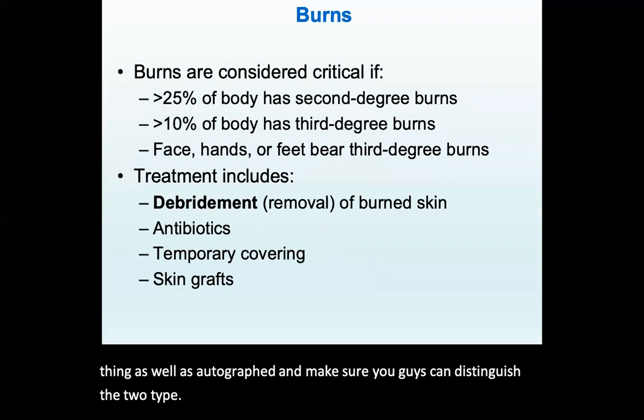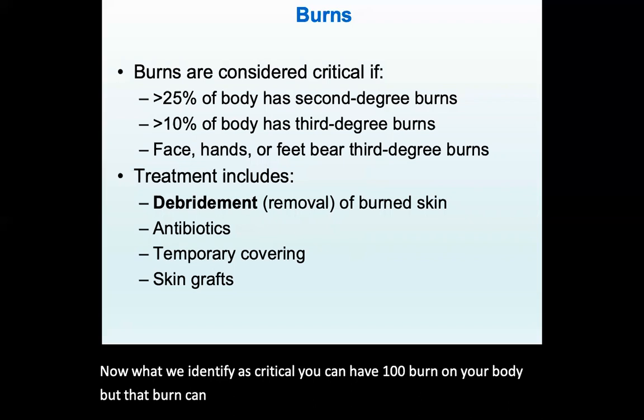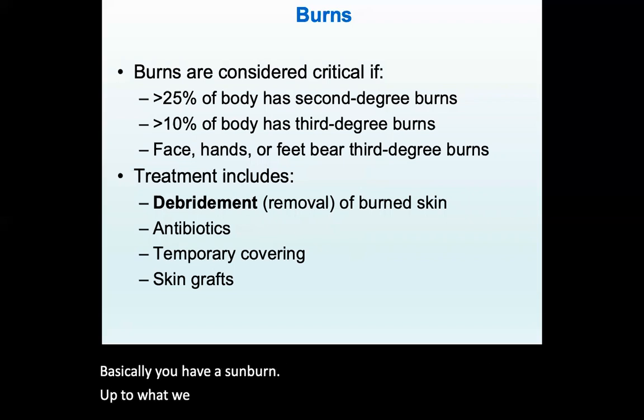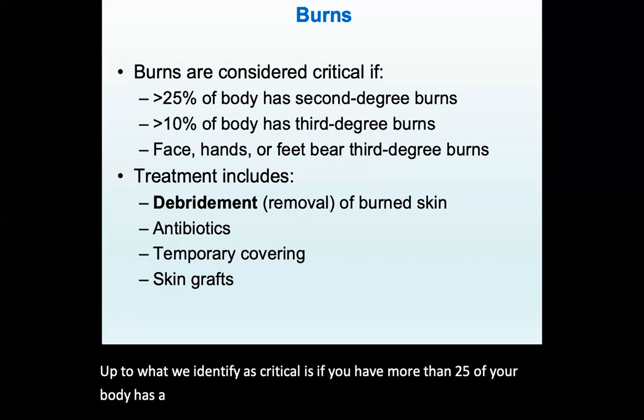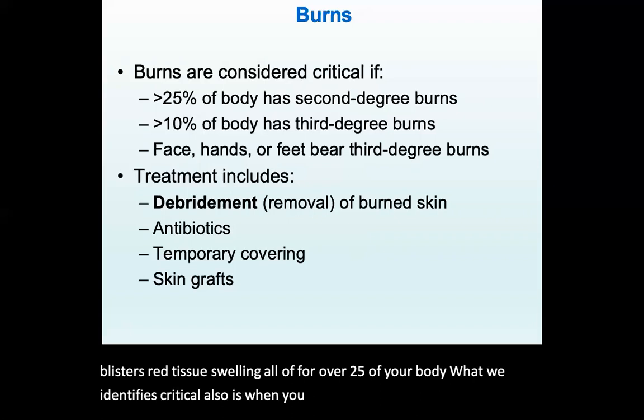What we identify as critical. You can have 100% burn on your body, but that burn can be 1st-degree burn, and you'll be just fine. Basically, you have a sunburn. But what we identify as critical is if you have more than 25% of your body with a 2nd-degree burn on it. So basically, you're covered with blisters, red tissue, swelling, all of that for over 25% of your body. What we identify as critical also is when you have 3rd-degree burn in 10% or more portions of your body.